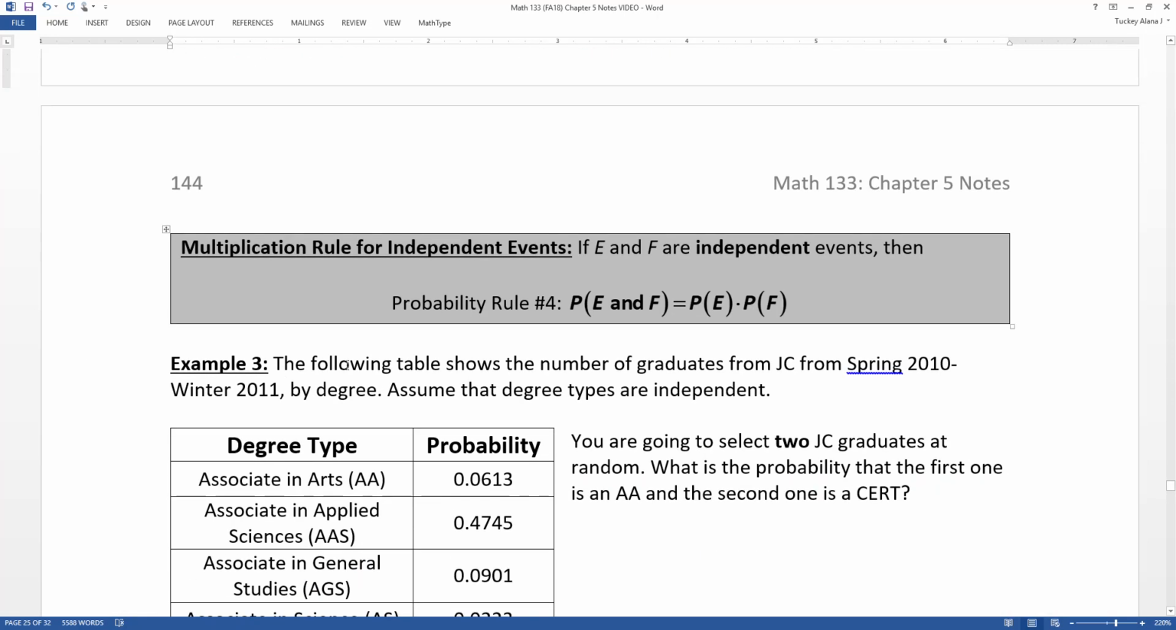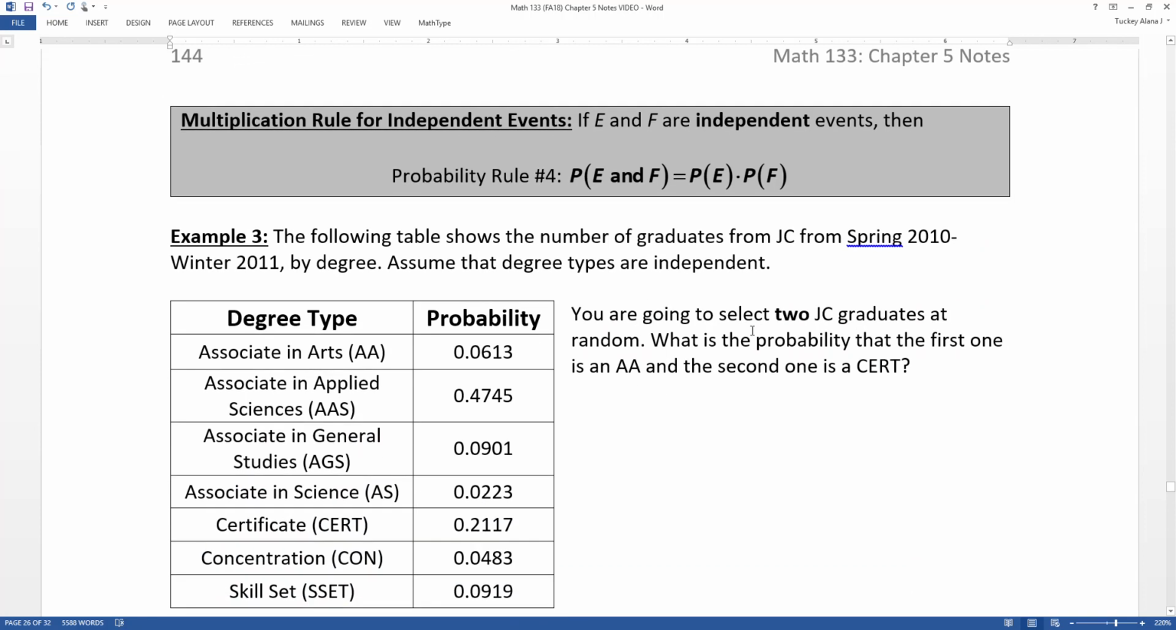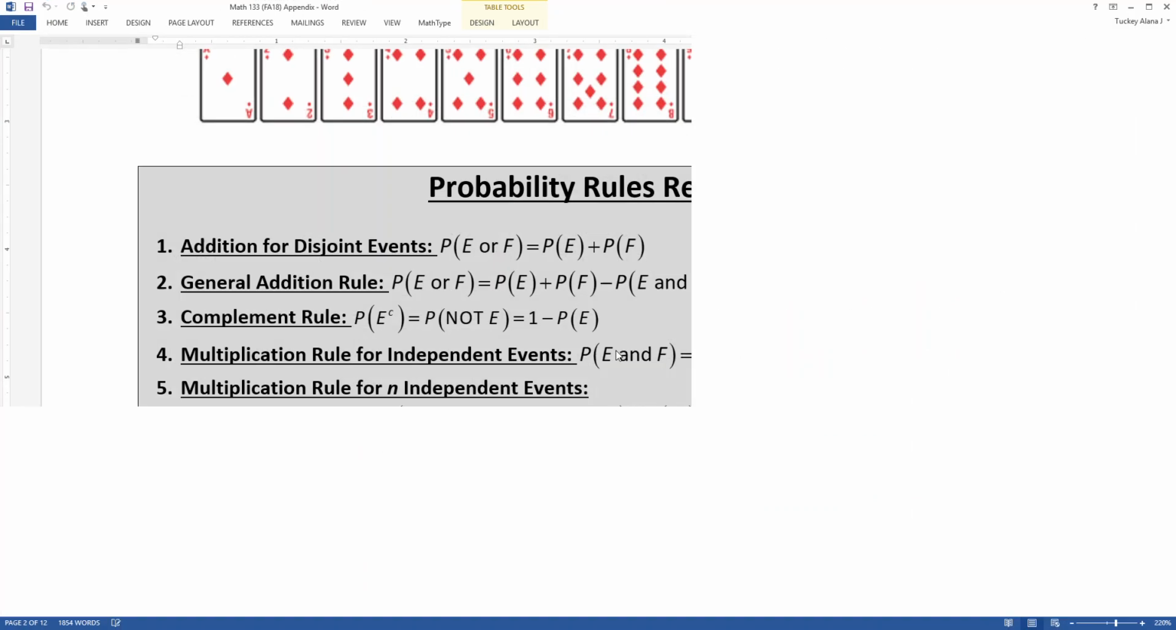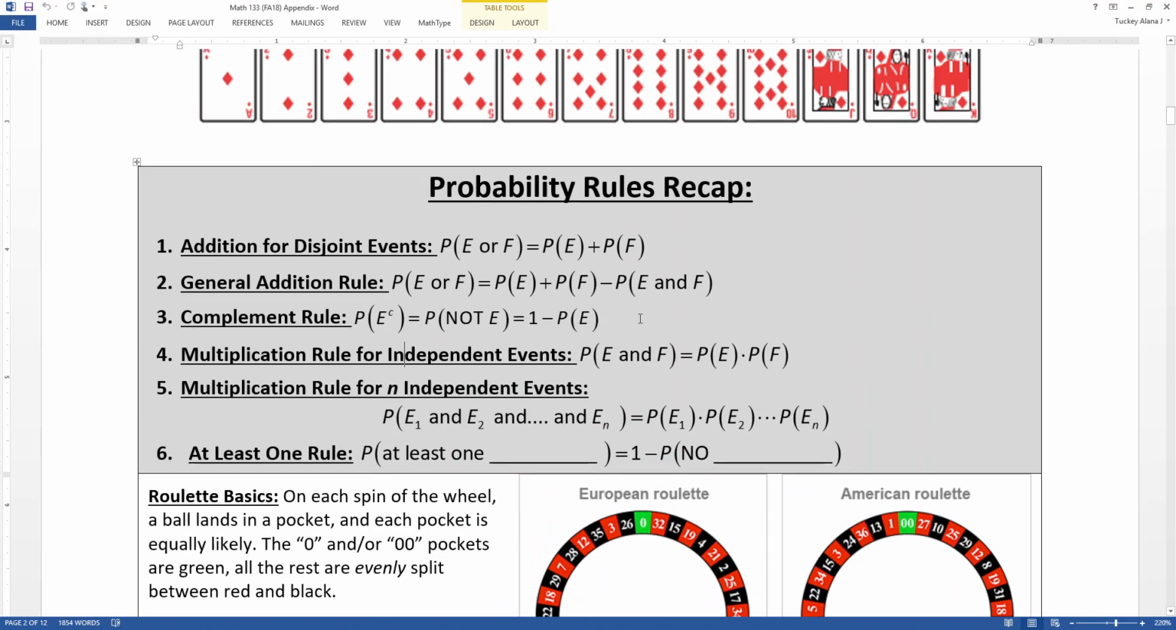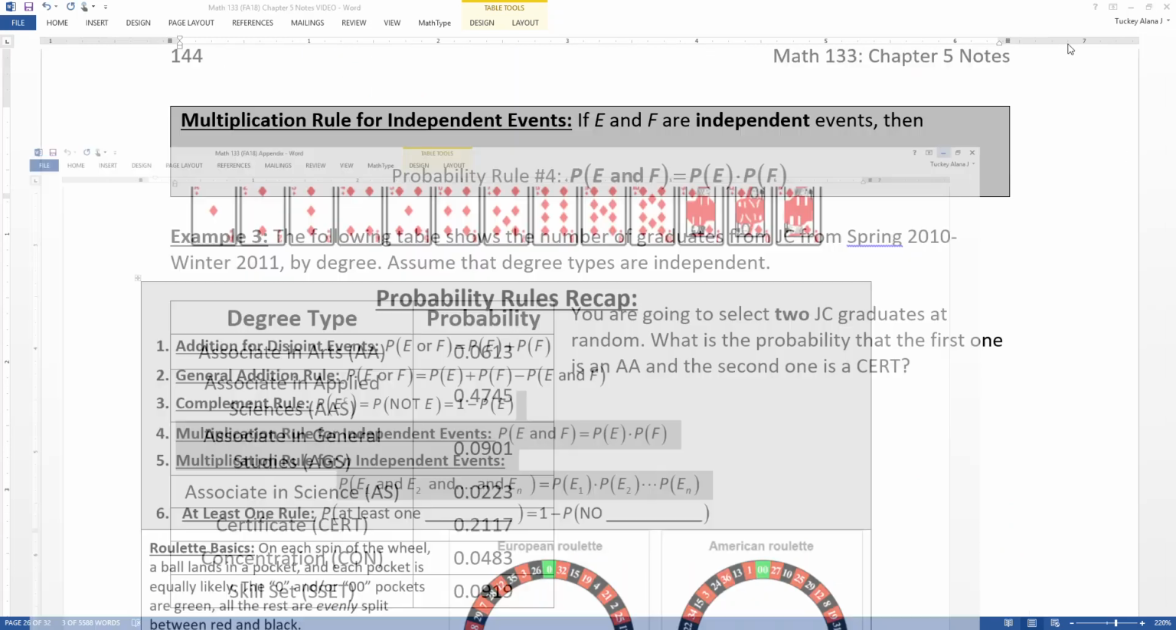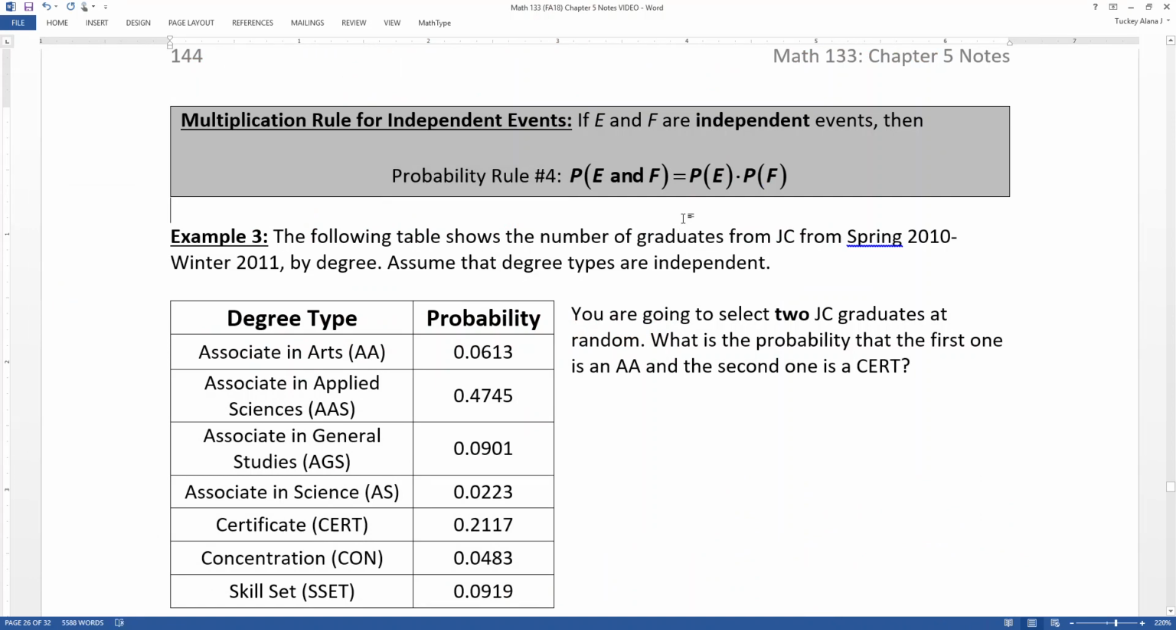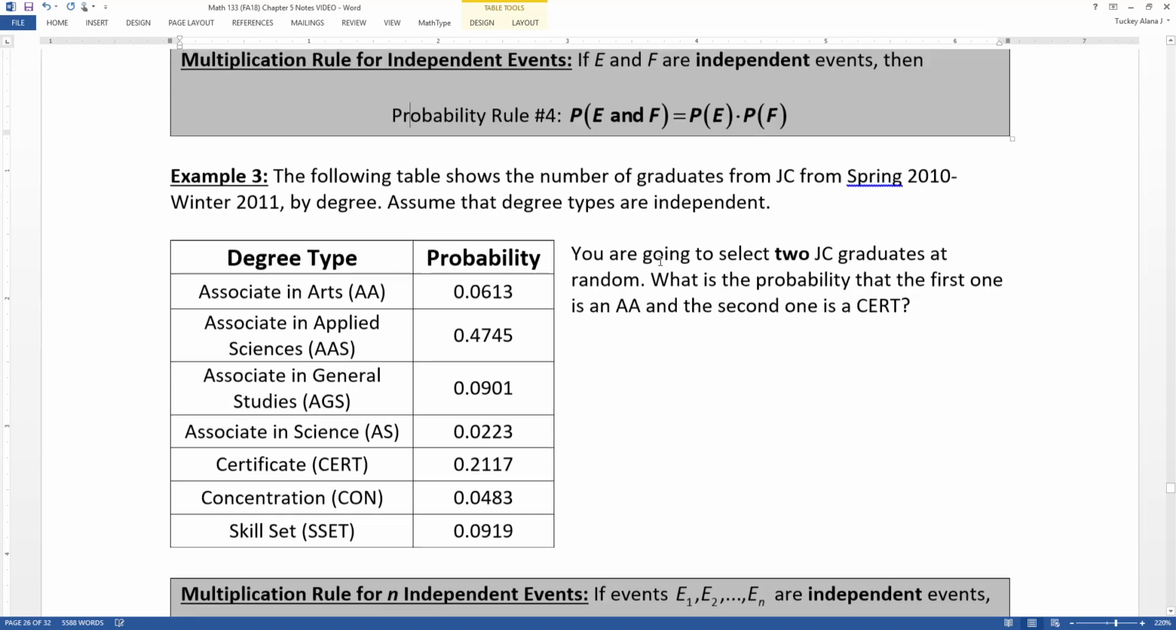Well, because we have some multiplication rules for independent events. So this will be probability rule number 4 in your appendix packet that's given to you on your test, and rule number 5. They're both for independent events. It's just that number 4 is for only 2 and number 5 is for multiple. Technically, they're the same rule. Number 4 is just like a special case of number 5.